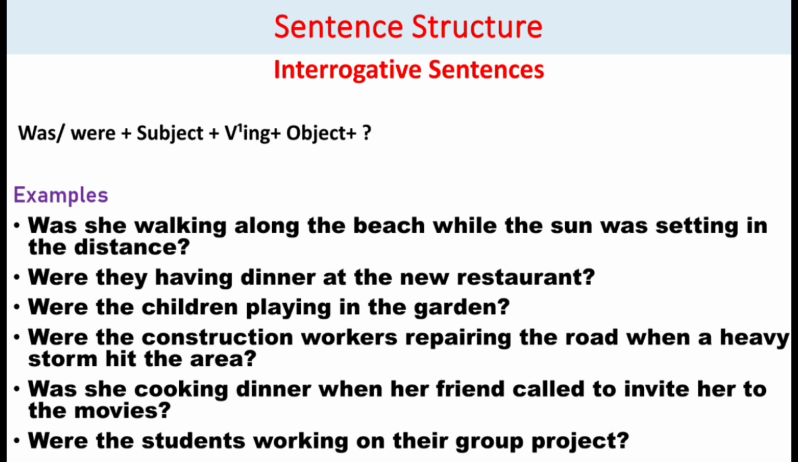Were they having dinner at the new restaurant? Were the children playing in the garden? Were the construction workers repairing the road when a heavy storm hit the area? Was she cooking dinner when her friend called to invite her to the movies? Were the students working on their group project? We make interrogative sentences by bringing the helping verbs at the start of the sentence and adding question mark at the end of the sentence.